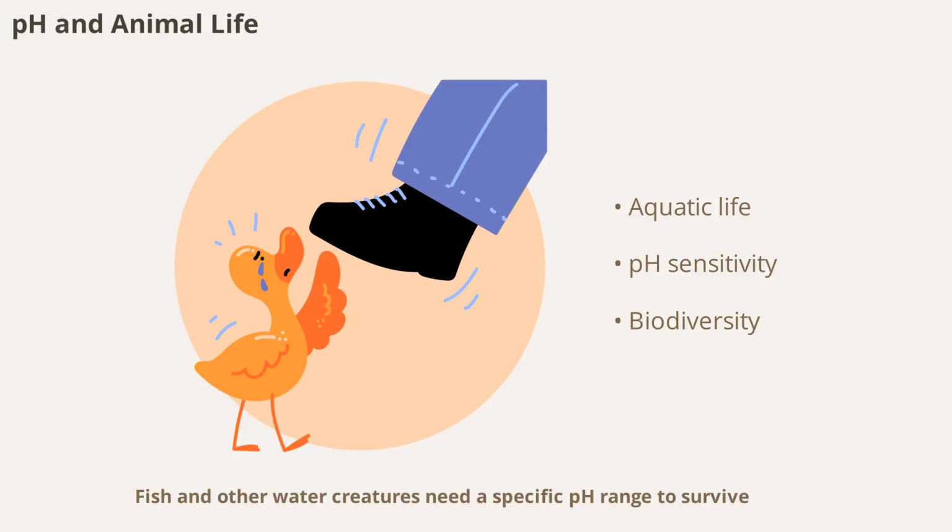Fish and other water creatures need a specific pH range to survive. Pollution and acid rain can disrupt these conditions, threatening biodiversity.